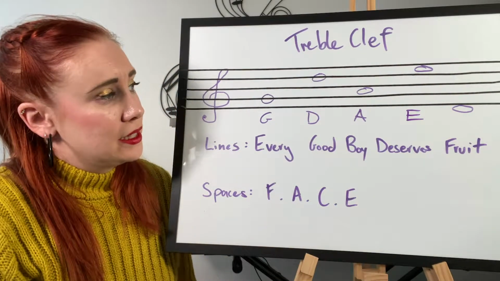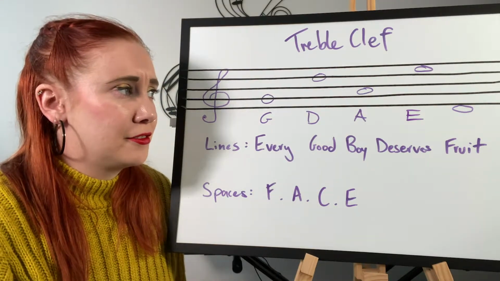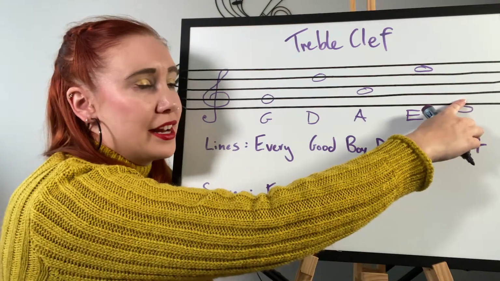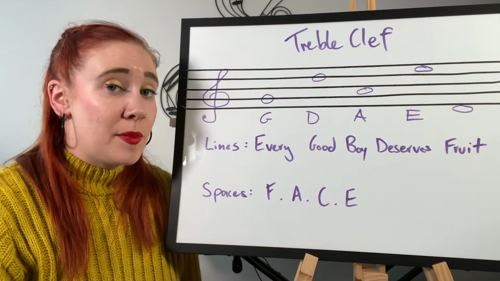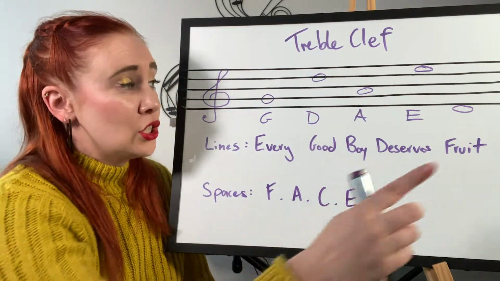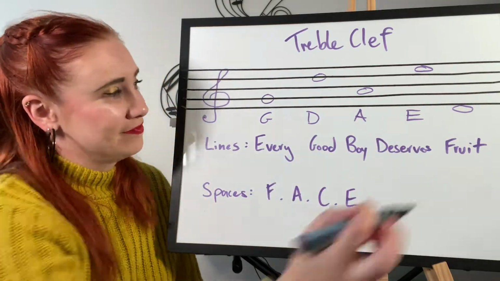Okay, and our last one. Ooh, it's below our first line. But never fear, because we know that our bottom line is E. And lines and spaces just go through the alphabet from A to G. So one letter name before E is D.